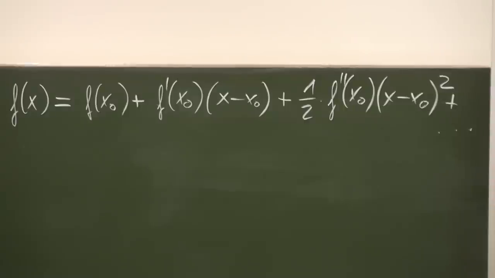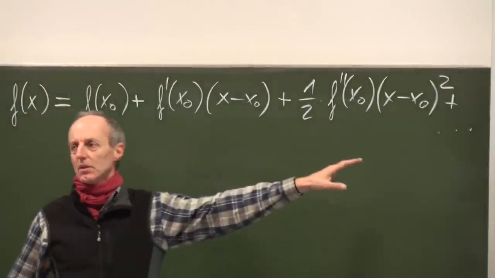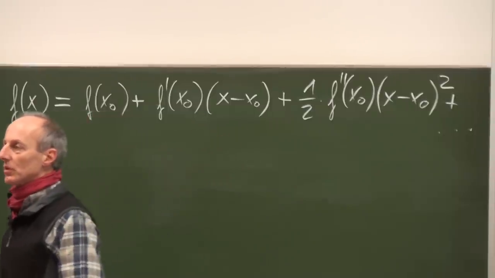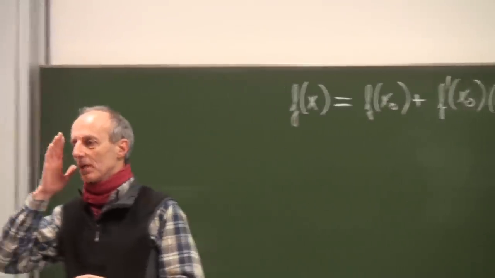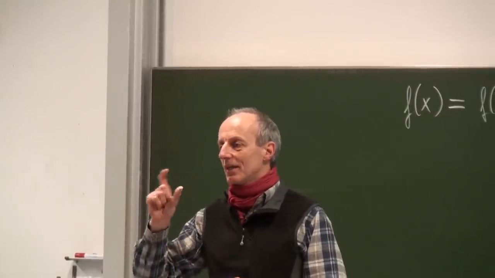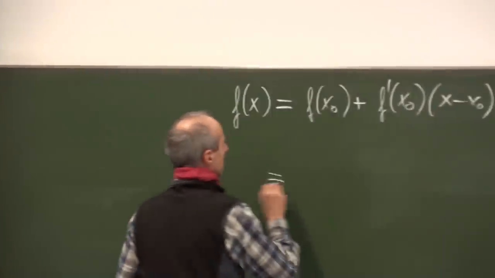Yes. I mean, this is if we take the infinite expansion, so the whole Taylor series. But now what we do is we cut our Taylor series after the first order term, and the second order term will be the remainder term. How does it look then?